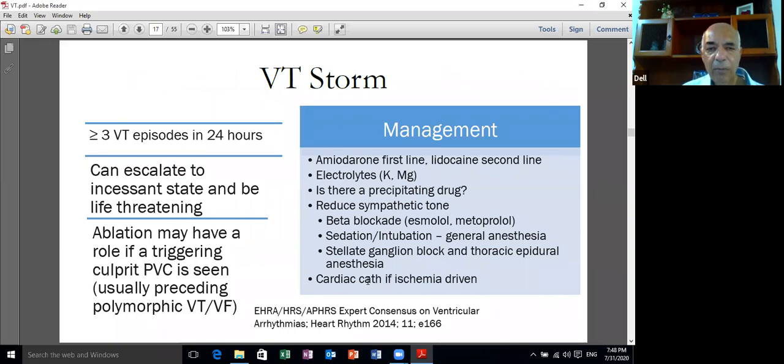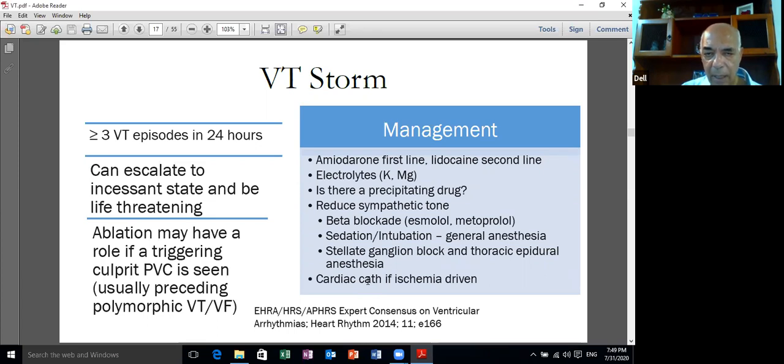Now, this is the ventricular tachycardia storm. This is defined as 3 or more episodes of ventricular tachycardia within 24 hours. They can escalate into an incessant state that's life-threatening. The drug of choice is amiodarone. If amiodarone fails, then we can use lidocaine as a second line.